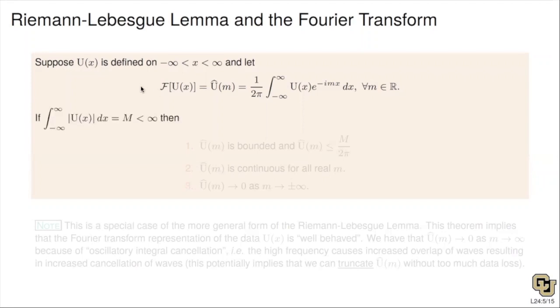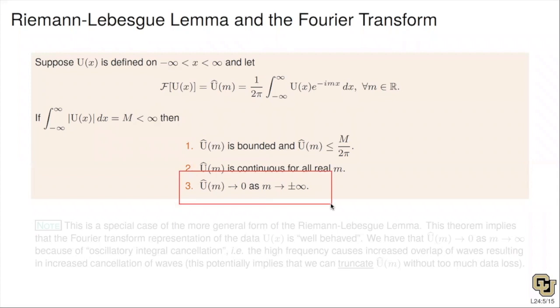Now, if our initial condition is absolutely integrable, then the Riemann-Lebesgue lemma claims that the Fourier transform of the initial condition is bounded. We've proved that. It's continuous in m as a function, and u hat of m goes to 0 as m goes to plus or minus infinity. The Riemann-Lebesgue lemma, very famously, was about oscillatory cancellation, and this is the oscillatory cancellation right here.